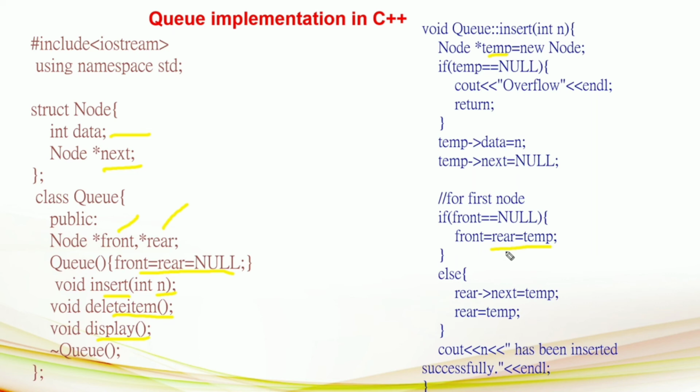After that, when we perform the insert operation and we have one element, rear is moved forward; front always points to the first node of the list. Rear of next points to the temp, and rear becomes the temp. And cout prints that n has been inserted successfully, which is displayed like this.